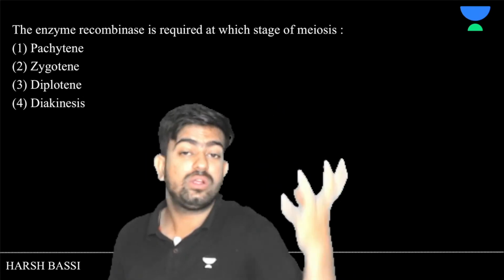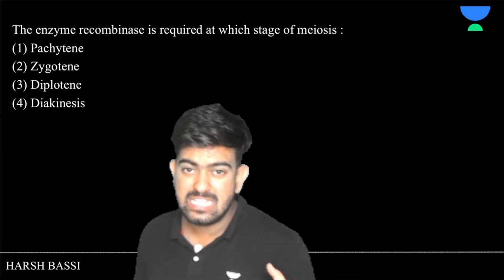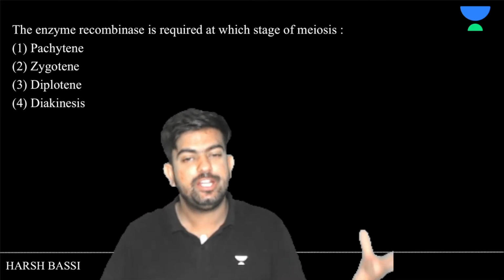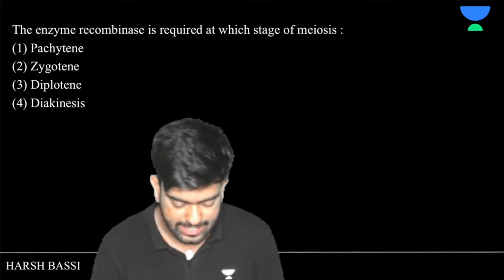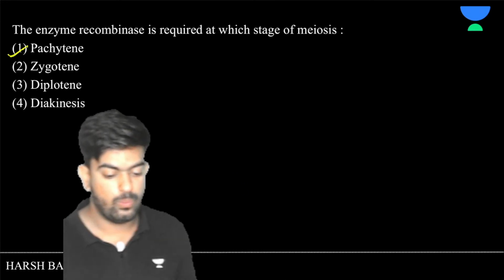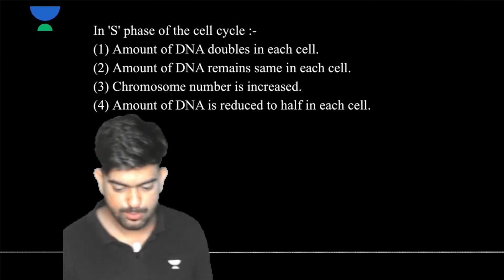In which stage does crossing over take place? Sir, crossing over takes place in the pachytene stage. And if the crossing over is taking place in the pachytene stage, the recombinase enzyme will be required. So the answer will be what? Pachytene, option number 1. Clear to everyone? Great. Now, let's move on.